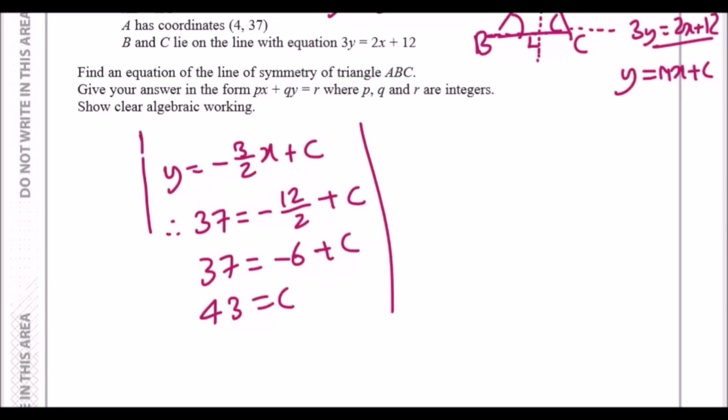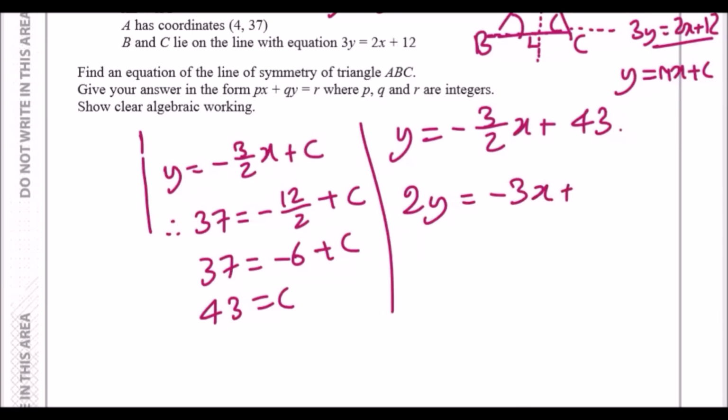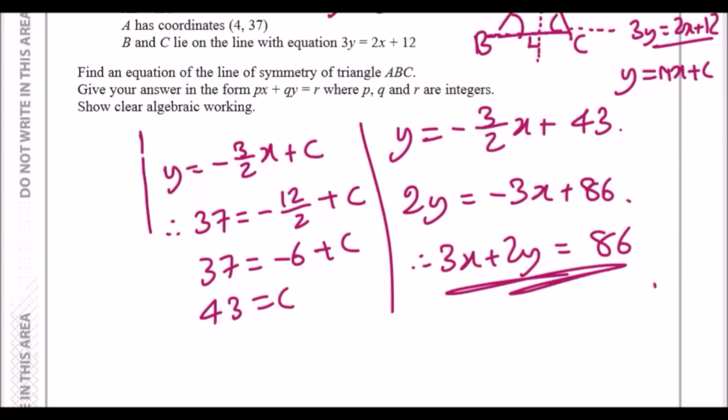Now putting it back in the usual form, we've got y equals minus 3 over 2 x plus 43. And the form they want is integer form, where p, q, and r are whole numbers. Yeah, so integer means whole numbers. To do that, just clear the fraction, so times by 2 across. We're going to get 2y equals minus 3x plus 43 times 2, which is 86. And they want it in px plus qy form, so we add 3x across. So we're going to have 3x plus 2y equals 86. And that's it, guys. That's literally the end of the paper.